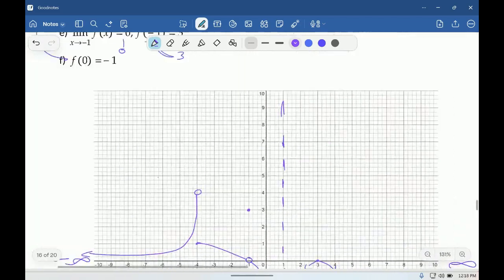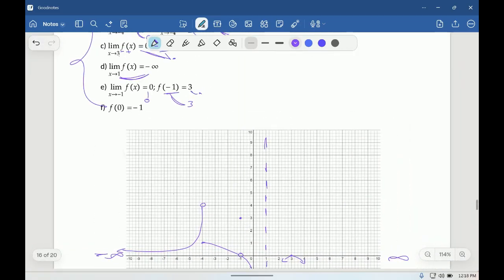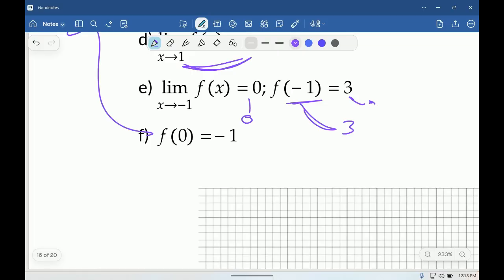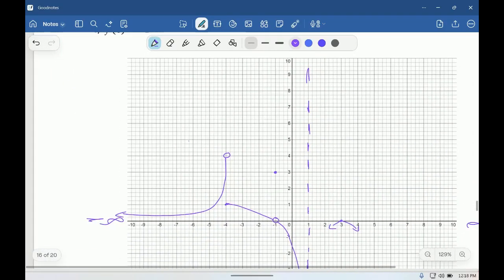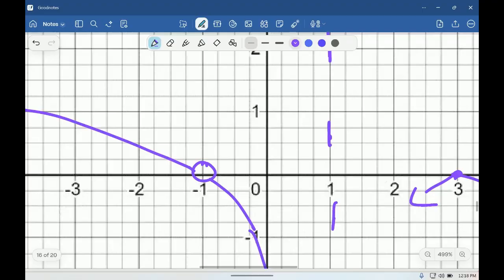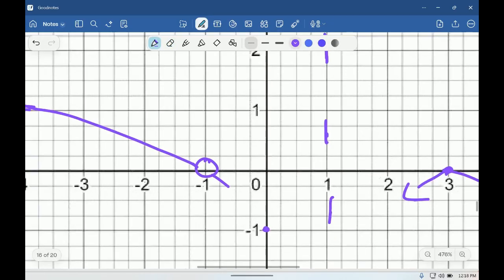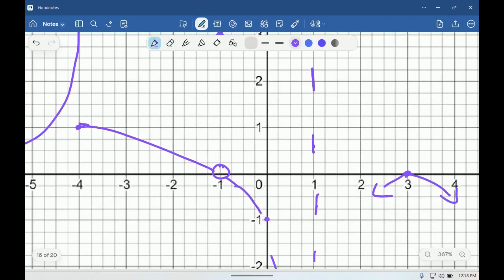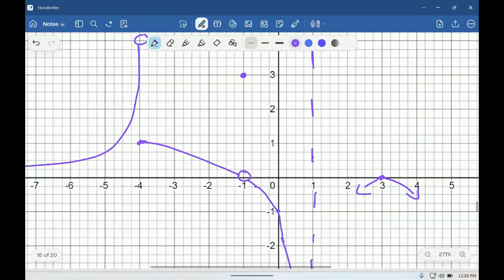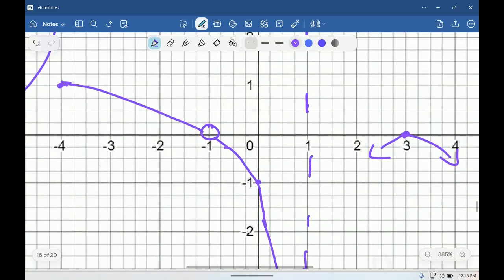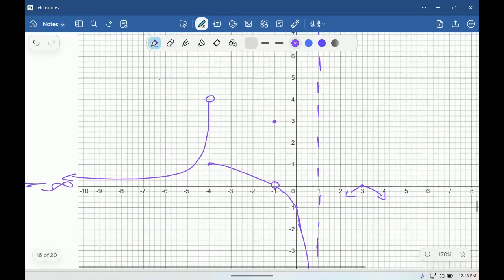And this one doesn't have a limit, so we're not going to put a limit on it. And then we have f of 0 equals negative 1. This is going to put a point right over here, which means we're going to have to redraw this so that it goes through it, because it's much simpler to have those three limits combined into one limit slash line.